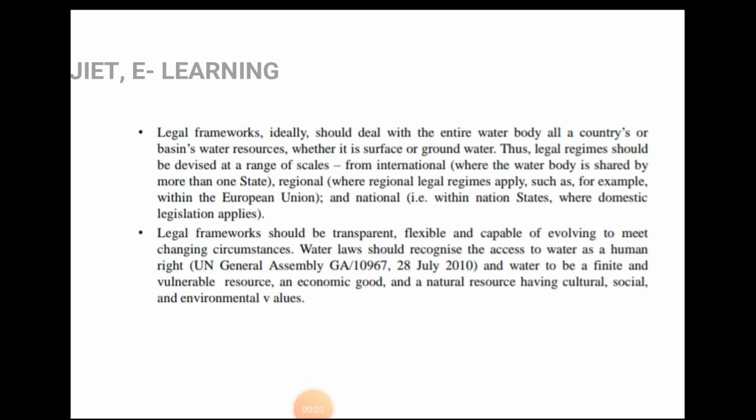And next we will go to the legal framework. Ideally, it should deal with the entire water body, all countries' or basins' water resources.